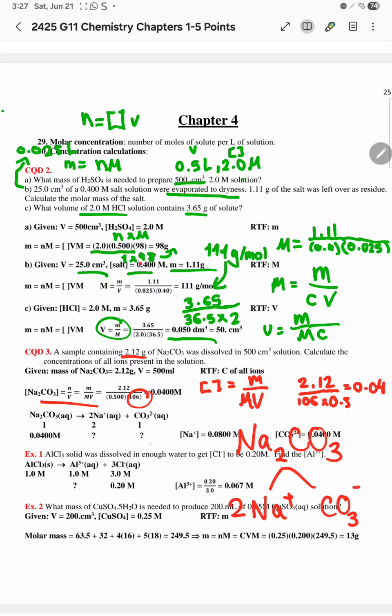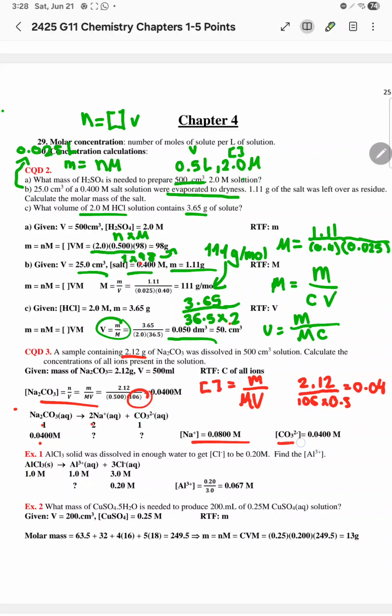So if the entire thing has 0.04 concentration, this Na is gonna have 2 moles of the concentration. So this is gonna be 0.08, and this has 1 mole. 1 times 0.04 is still 0.04 moles. See, this is how they solve it here. 1 mole gives you this, so 2 moles gives you double. So Na is gonna have 0.08. Let me erase to show you.